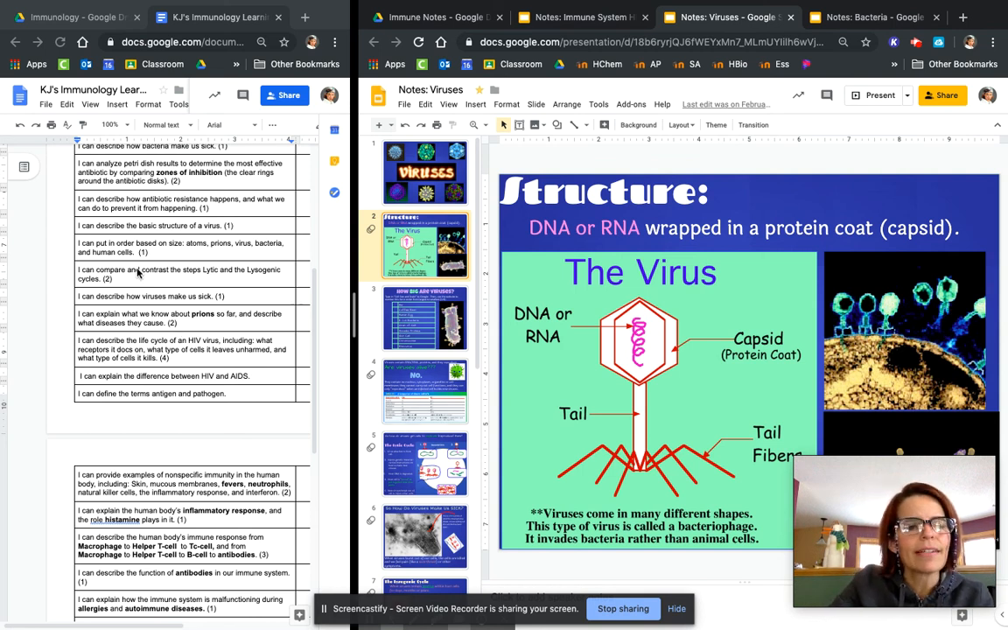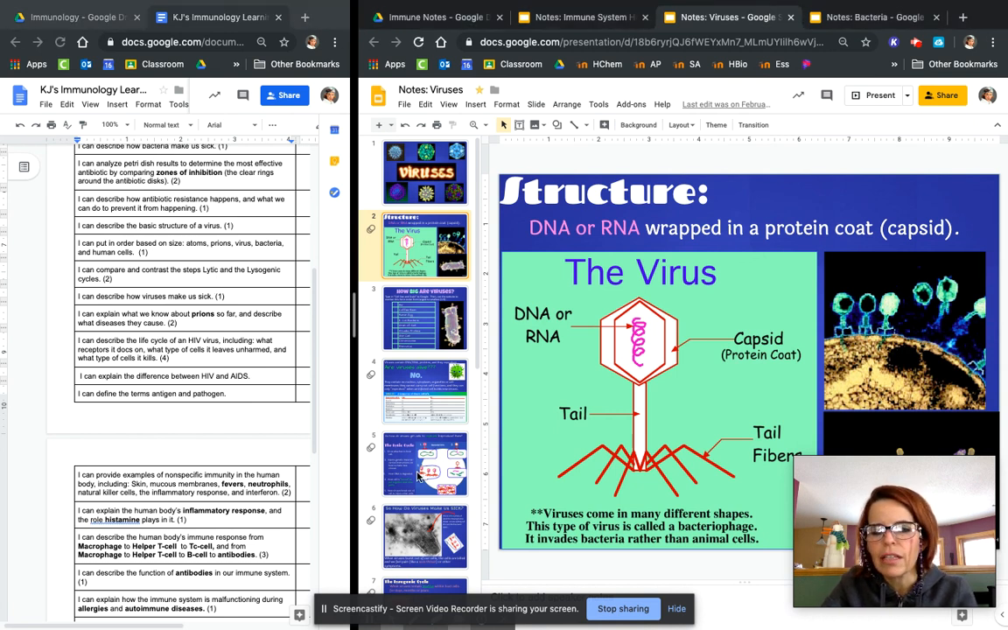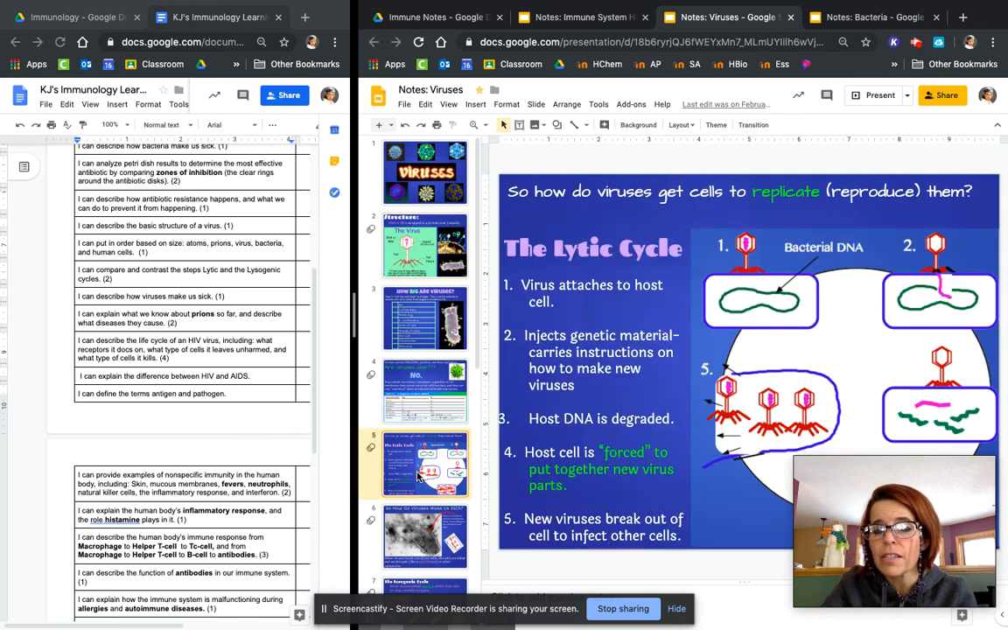The next learning target says I can put them in order. So we'll get to that, I guess, in just a minute. We'll come back to that one. I can describe the steps of the lysogenic and lytic cycles. So the lytic cycle is how viruses make us sick. They inject their DNA. The DNA says, build more viruses.